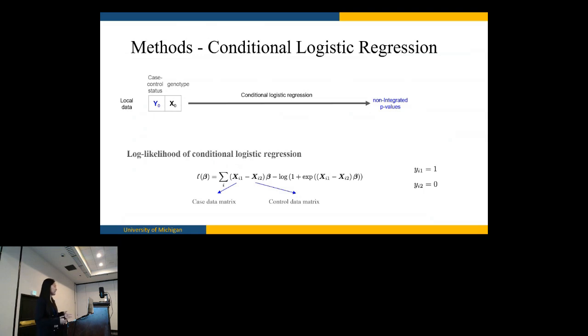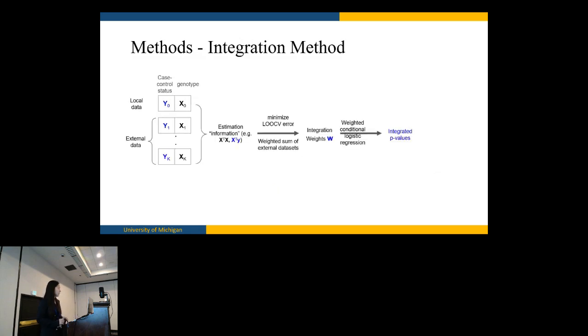So now we have a data set. We have the genotype and the case control status. We use the genotype as the covariate and the case control status as the outcome. And then for this kind of data, we usually use the conditional logistic regression to get a non-integrated p-value in our study. And then we have a lot of external data sets.